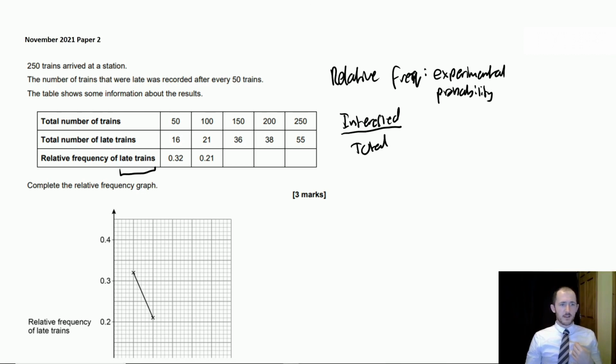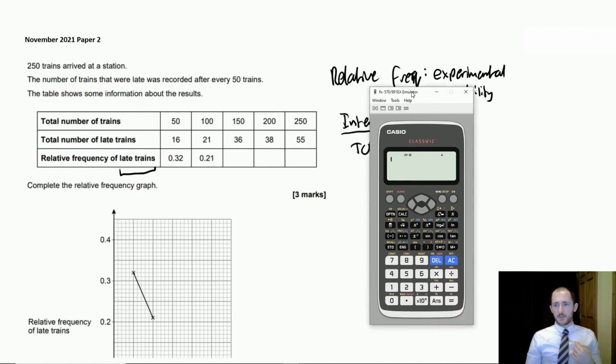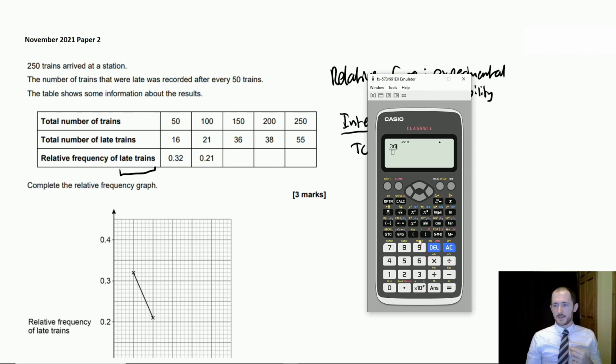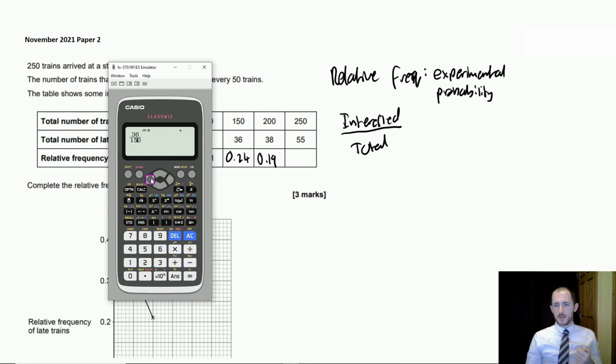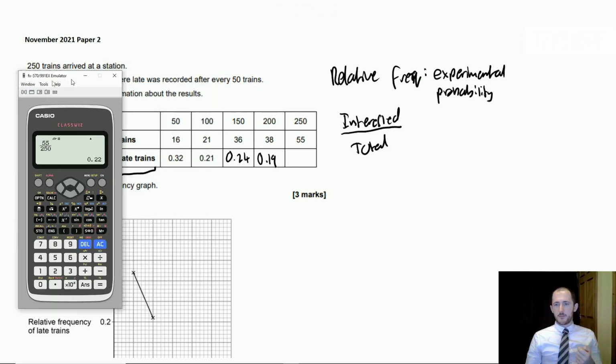So if we were to continue this for the other parts, we have 36 late trains, so 36, and we have 150 actual trains, and that gives us 0.24. Next we have 38 over 200, so we don't actually need a calculator for that. It's going to be 0.19, because you halve it, so 19 divided by 100. And then the last one I will use a calculator for, so that'd be 250 at the bottom, and on top we have 55. That gives us 11 over 50, which is 0.22.